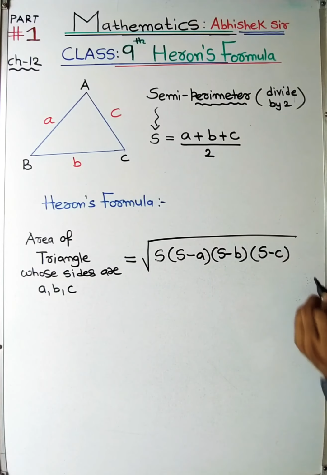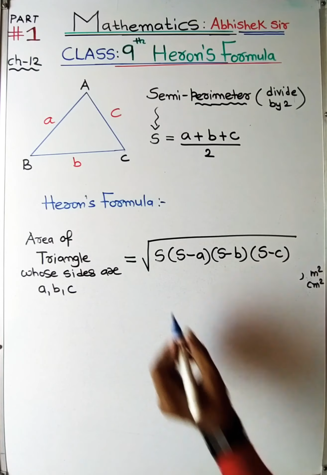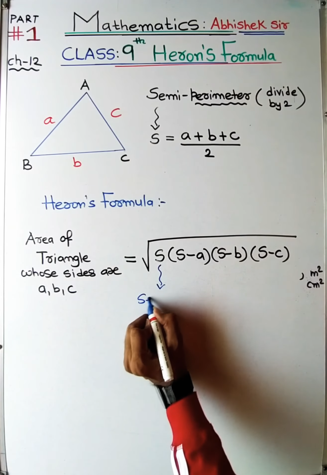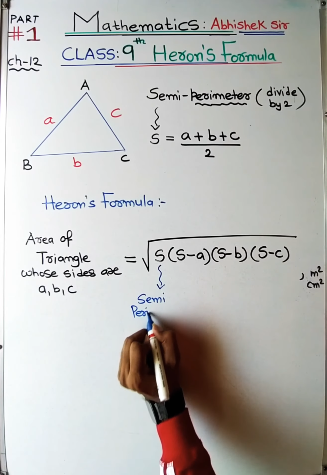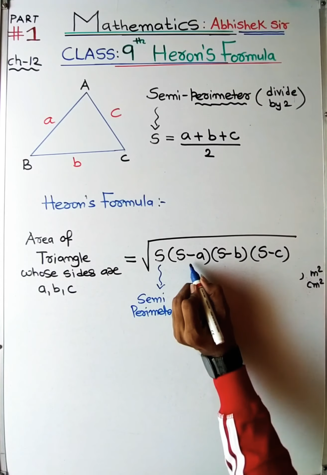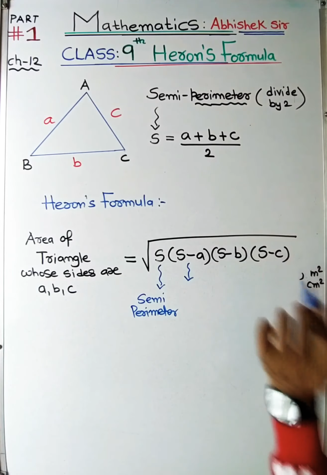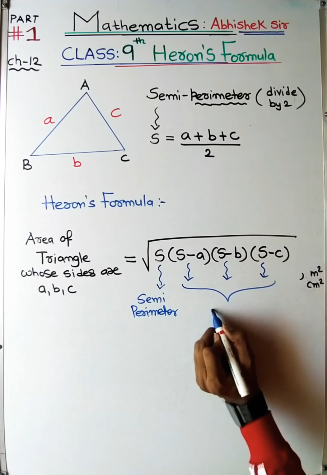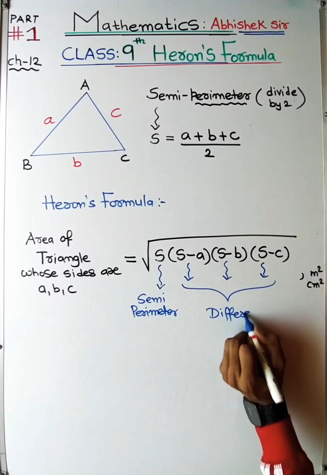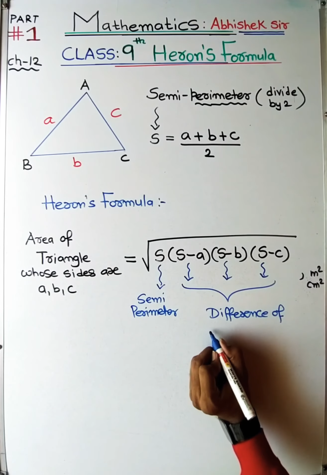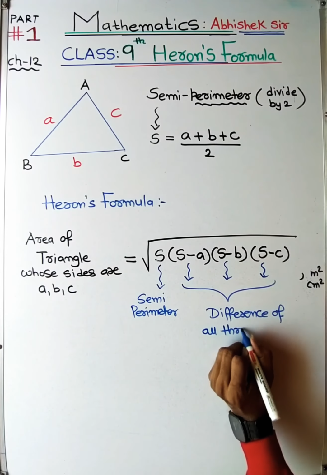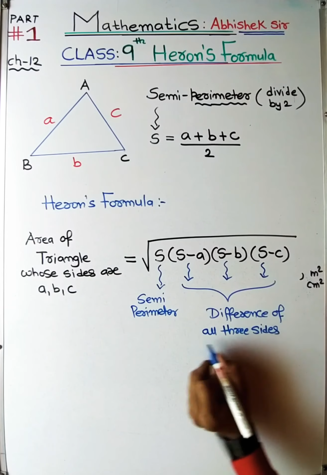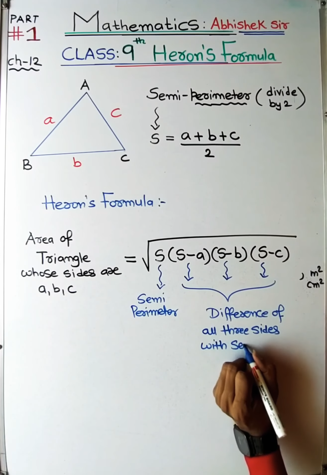Clear? And the unit will be obviously meter square or centimeter square. So this is the Heron's formula, where s is the semi-perimeter. This bracket is the difference. These three brackets are nothing but the difference of all three sides with the semi-perimeter.